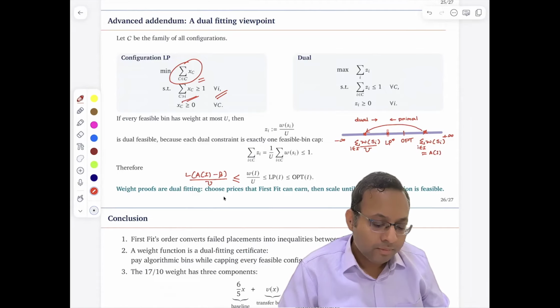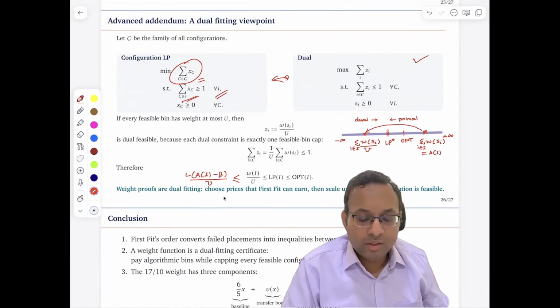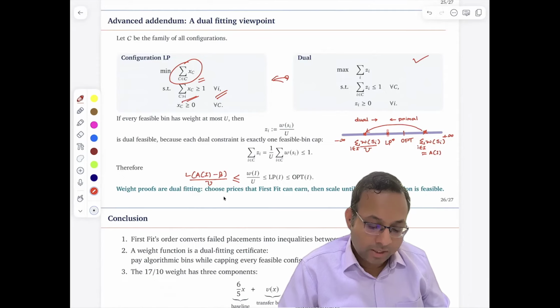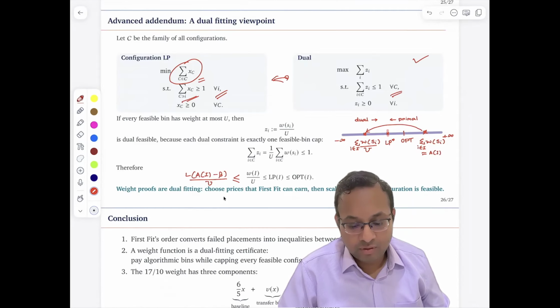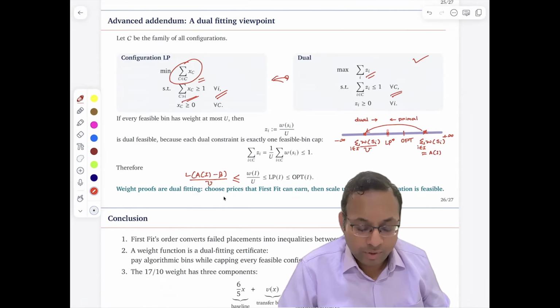And then if you write the dual of this configuration LP, you will find this dual LP, which intuitively says that you are putting some weights on each of these items. And the constraint becomes, if you look at any feasible configuration, the total weight of these items is less than or equal to 1. And you have to maximize the total weight. You have to find some z_i such that this is maximized under this constraint. Now, this is like a dual function, like a weight function.